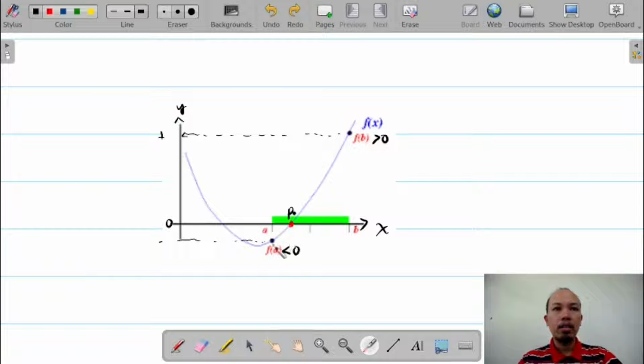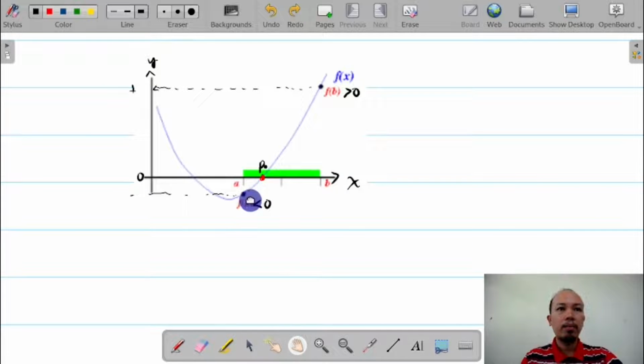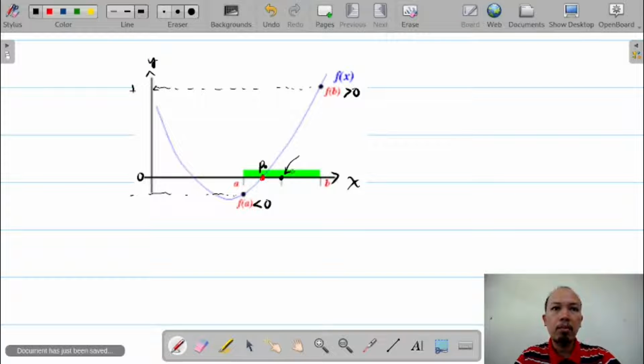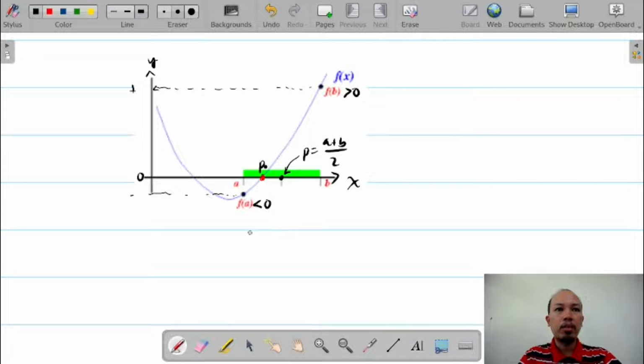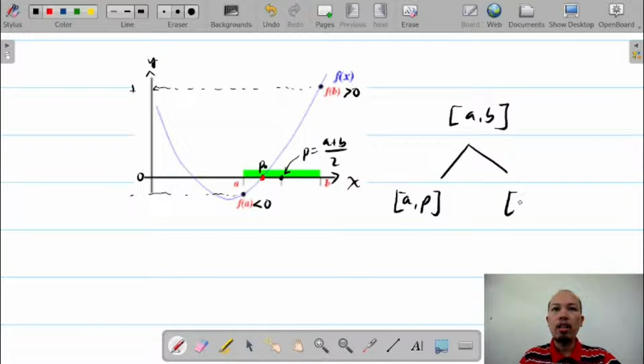So it says here in this illustration that if you divide, the midpoint is this one here. So p is equal to a plus b over 2, and after this you now have two intervals. The original interval [a, b] is divided into two intervals: [a, p] and [p, b].